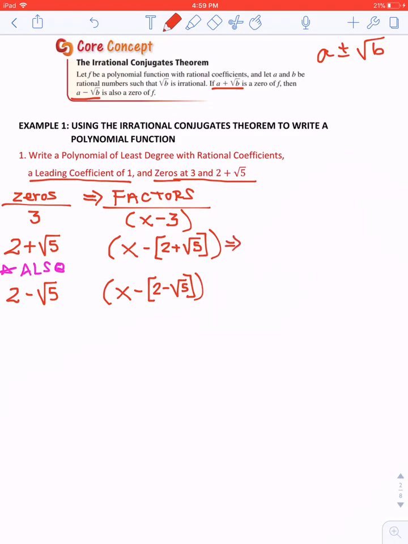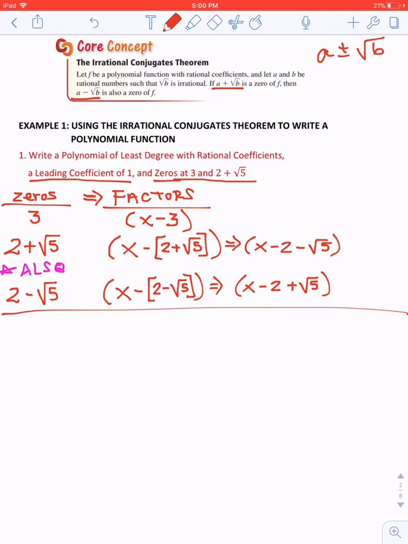So we have brackets within parentheses, so we want to simplify those out. So if I distribute that negative, I have x minus 2 minus root 5. And I have x minus 2 plus root 5. So it actually changes those signs. Still following the theorem though, so each of those are nearly identical except we are adding and subtracting that irrational piece of those terms.